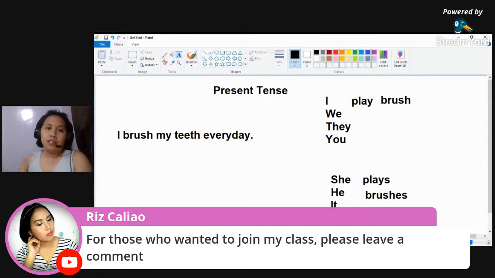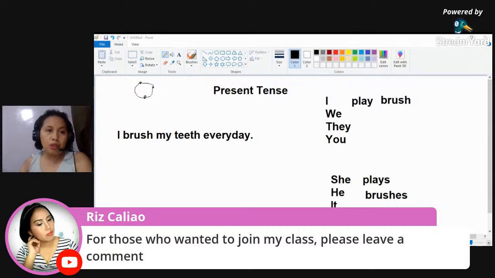So, kailan ba natin ginagamit yung present tense, guys? Ginagamit natin ang present tense. For example, ito yung action. Yung action na yan is paulit-ulit na ginagawa natin. Para siyang routine, ginagawa natin ng paulit-ulit. Okay? So, yan yung present tense.